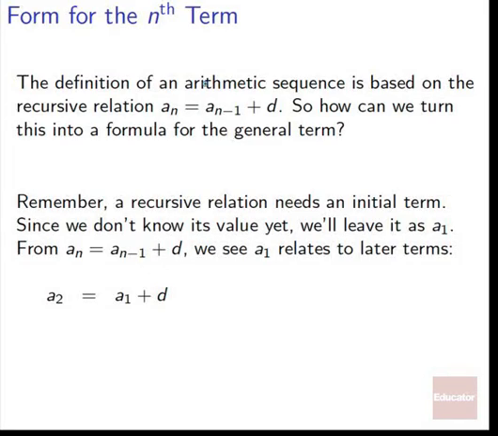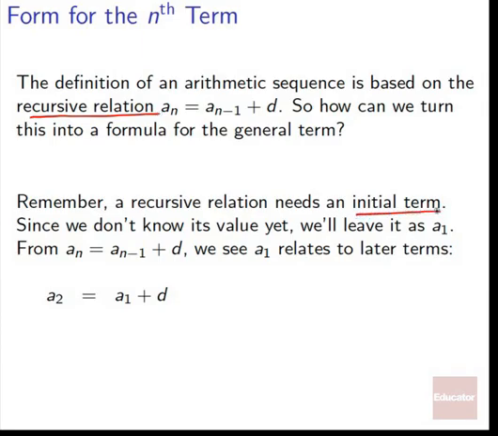How can we find the nth term? The definition for an arithmetic sequence is based on a recursive relation. It's based on an equals an minus 1 plus d, that some term is equal to its previous term with d added to it. So how can we turn this formula into something for the general term? How can we get a general term formula out of this?